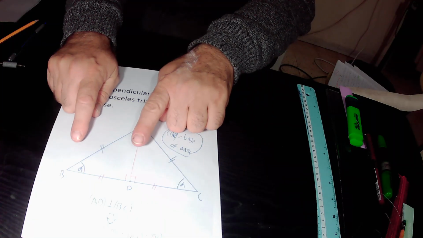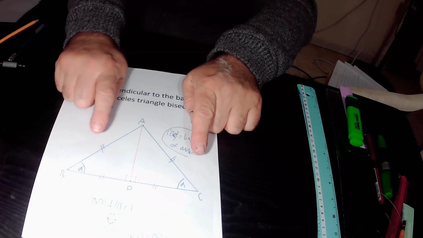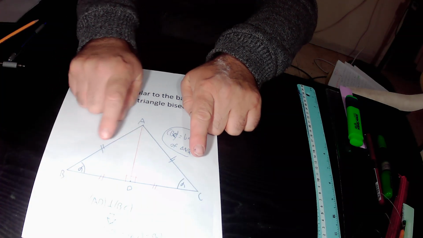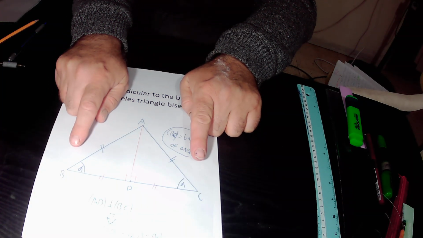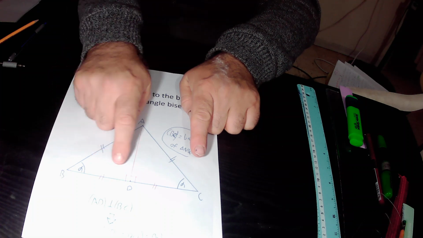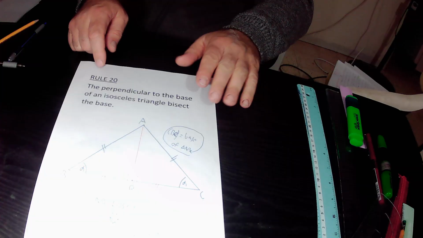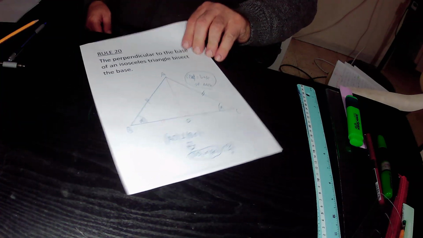The first half is BD. It is of course equal to the second half, that is DC. Each half equals BC over 2, because BC is being bisected by the perpendicular AD. So BD equals DC equals BC over 2. So we can implement rule 20 in our drawing.